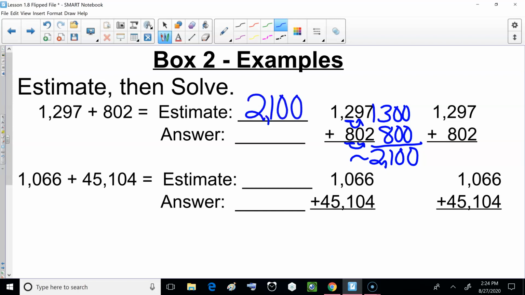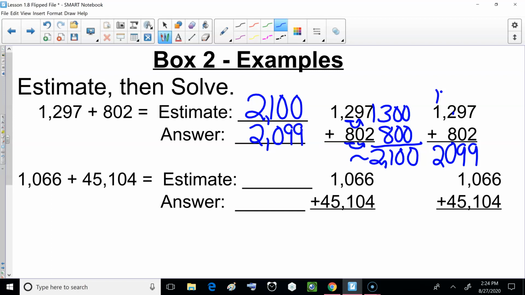All right, let's see where my answer shows up. On my actual, 7 ones plus 2 ones is 9. Don't have to carry since 9 is a single digit. 9 plus 0 is 9. 2 hundreds plus 8 hundreds is 10 hundreds. So 0 here and carry the 1. 1 plus 1 is 2. So 2,099. Is that really close to my estimate?